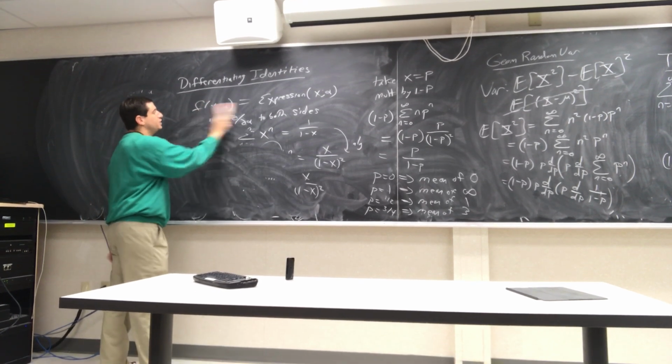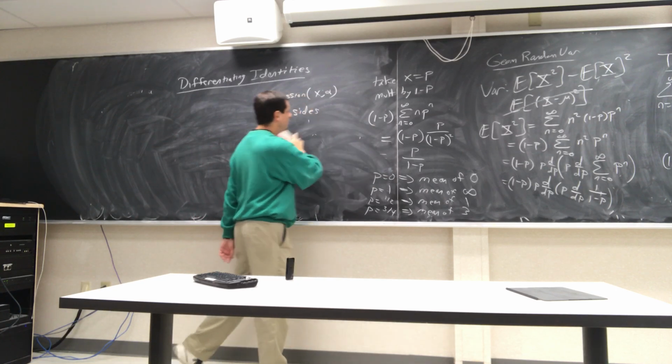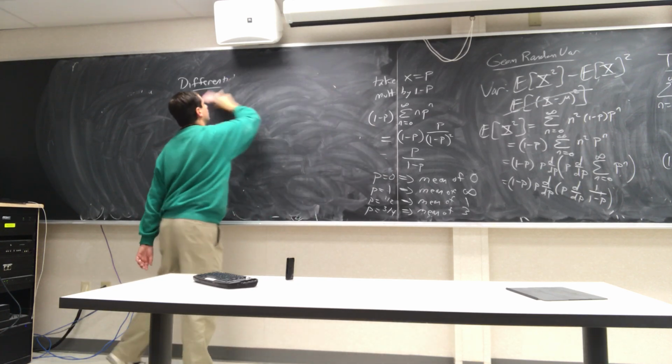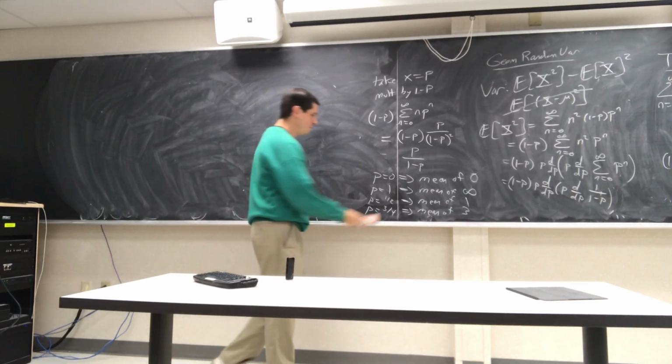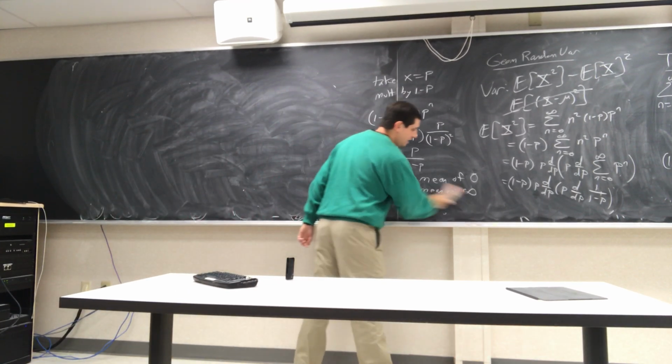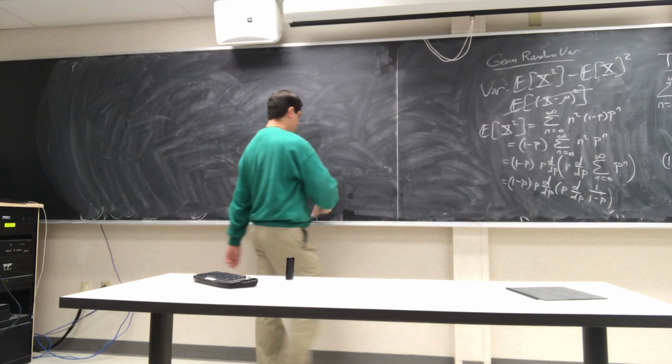So what happens if you throw away the first million terms of a geometric series? What's left? Another geometric series. Right? If you throw away finitely many terms of a geometric series, you get a geometric series.